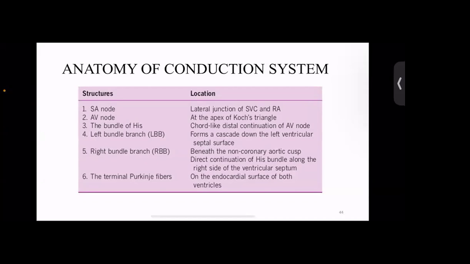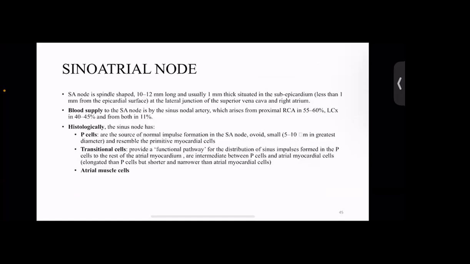So the SA node is at the lateral junction of the SVC and the right atrium, while the AV node is at the apex of the triangle of Koch, which we are going to see later. Then the bundle of His, which is a cord-like distal continuation of the AV node. Then the left bundle branch, which forms a cascade down the left ventricular septal surface. The right bundle branch, which is beneath the non-coronary aortic cusp, is a direct continuation of the His bundle along the right side of the ventricular septum, and then the terminal Purkinje fibers on the endocardial surfaces of the ventricle.